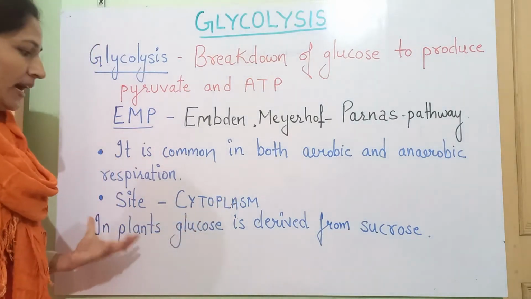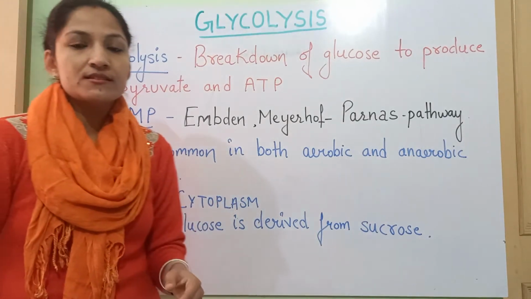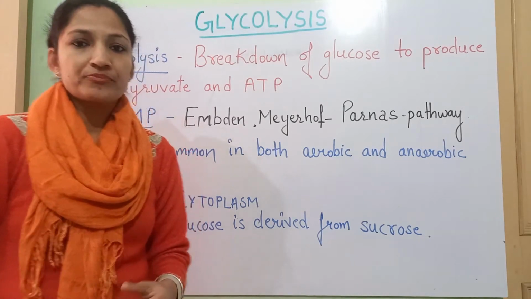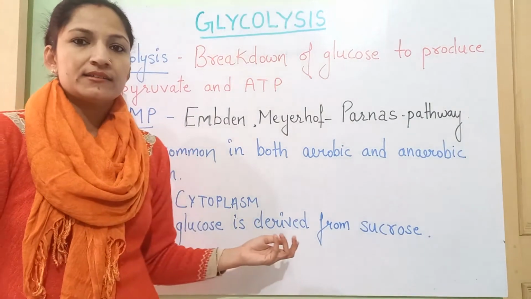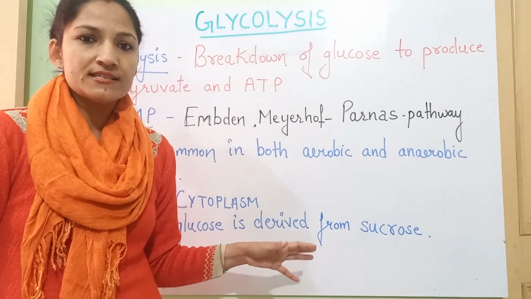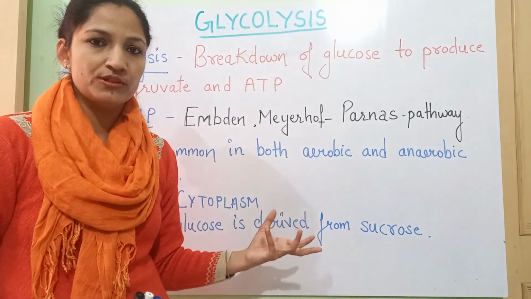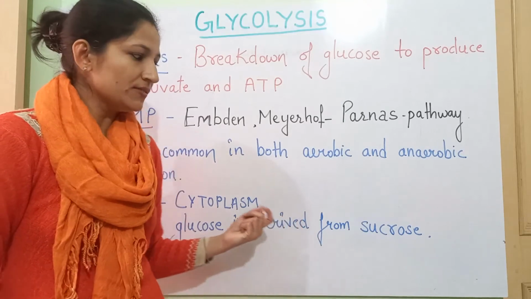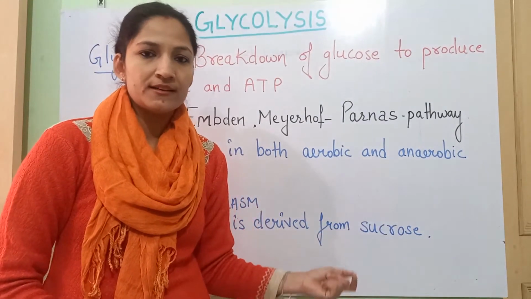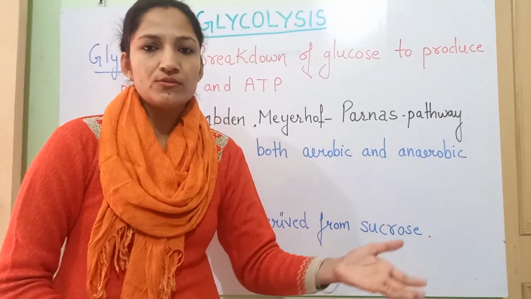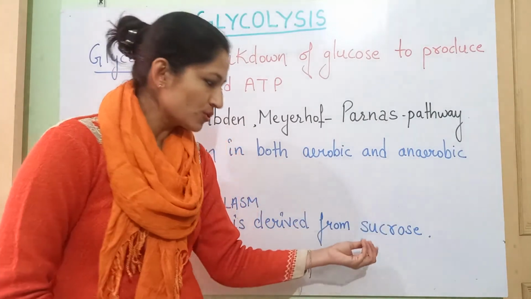Fine. And now the question is, in the case of plants, the plant prepares the food in the form of glucose, and if this is going to get oxidized, there will be no storage of the food. So what happens is the food which is transported to different sites of the plant, like from the leaf to the root, is in the form of sucrose.